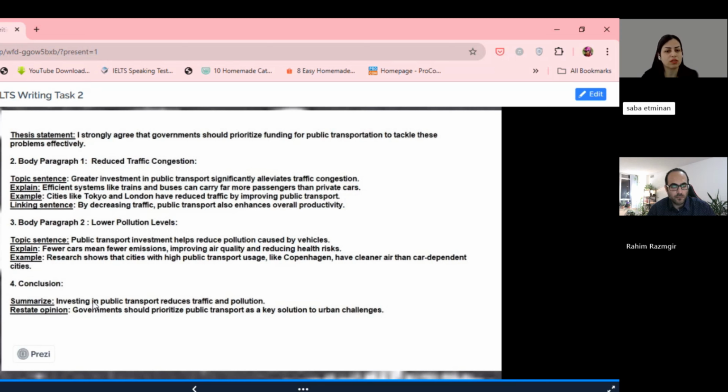In the conclusion, because there is nothing new added, there is a summarizing of the whole essay: investing in public transport reduces traffic and pollution, and restating the opinion from the introduction. Governments should prioritize public transport as a key solution to urban challenges. This is something that can give us a whole idea about what the planning phase might look like. And that's all. I don't have anything to say here.